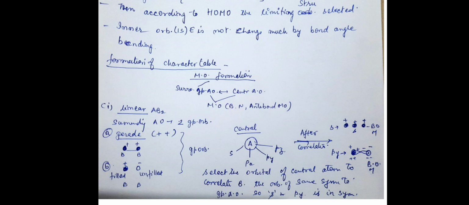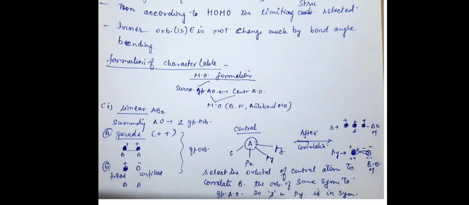And if one is filled and one is unfilled, plus and minus, then this is called B and B type. These are the two group orbitals, two combinations of atomic group orbitals of the B. Okay, now we go to the central. This is the group orbital. These are the group orbitals of the B2, plus plus and plus minus.